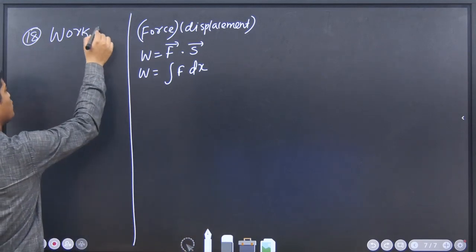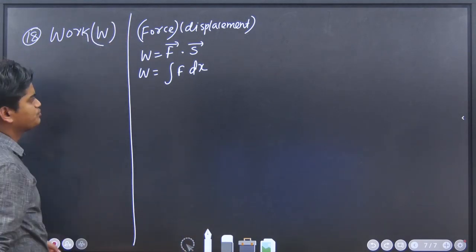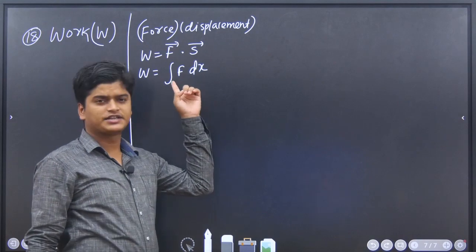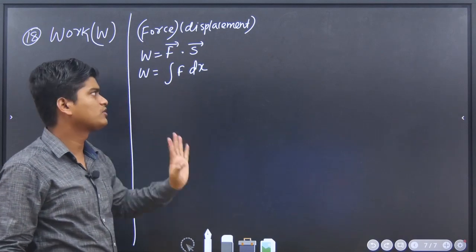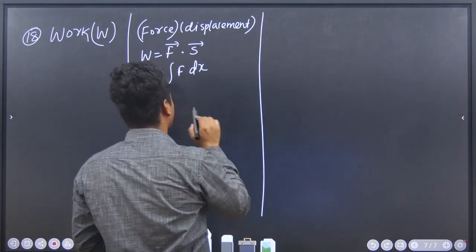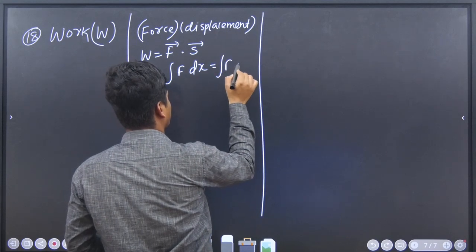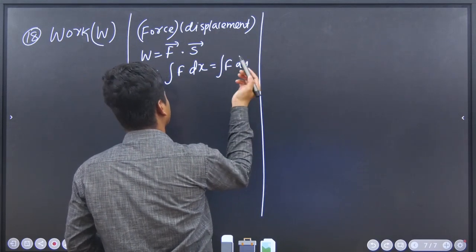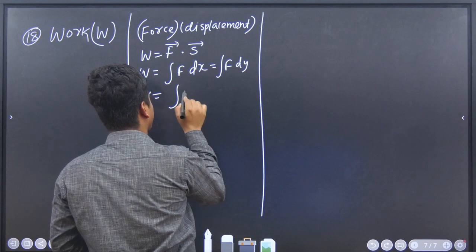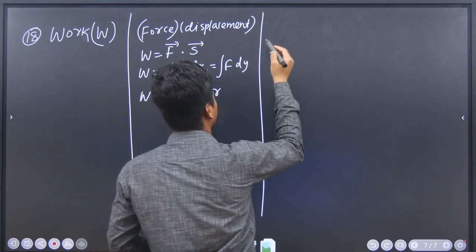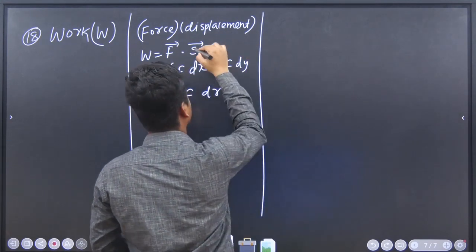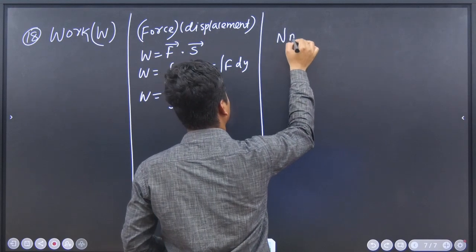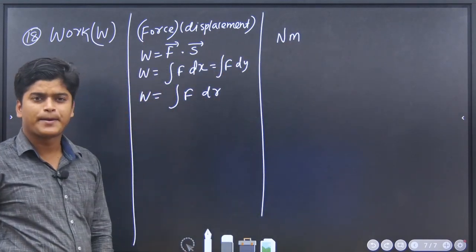So the work symbol is normally W. So F dot S, or integration of F dx or F dr, like that I can write. Sometimes I can also write integration of F dy, sometimes F dz or F dr. Now the SI unit: force unit is Newton and displacement unit is meter.